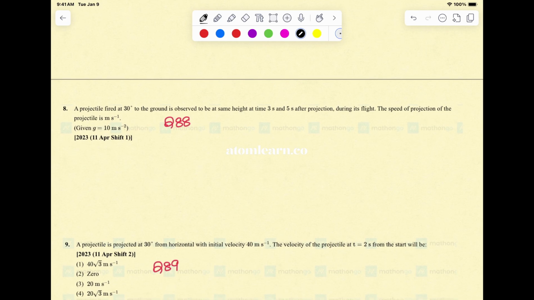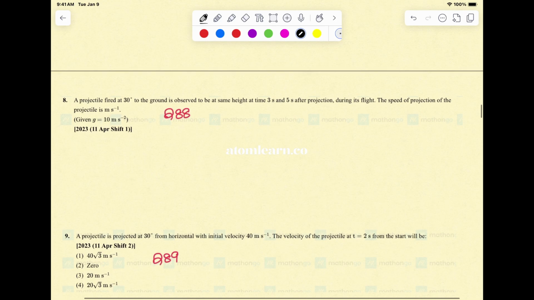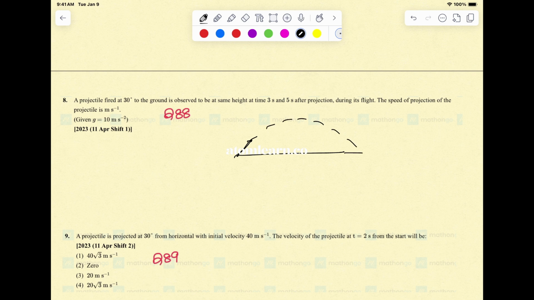A projectile is fired at 30 degrees to the ground and is observed to be at the same height at times 3 seconds and 5 seconds after projection during its flight. This is the ground, this is the point of projection, and the path goes like this. Now at the same height it is found at t equal to 3, and this is the point which it reaches at t equal to 5.